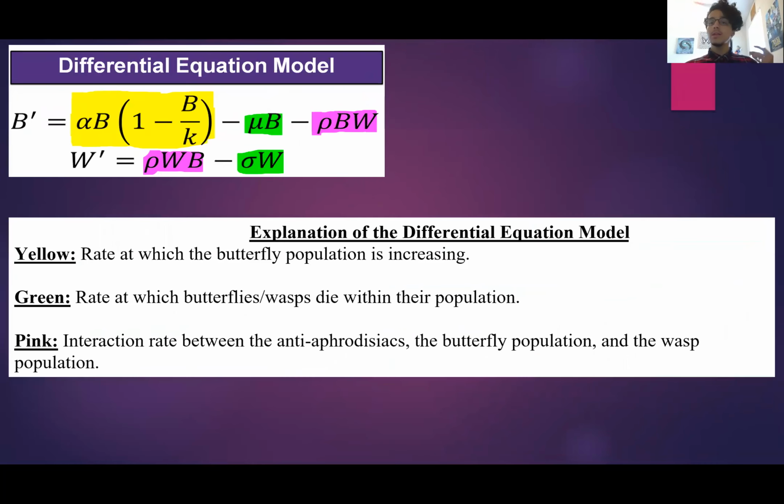So you see the yellow highlight, the green highlight, and the pink highlight. The yellow highlight shows the rate at which the population of butterflies is increasing. The green shows the death rate of both the butterfly and the wasp, and the pink shows the interaction rate between the anti-aphrodisiac, the butterfly population, and the wasp population. So this is how that bridge is formed between the two populations.